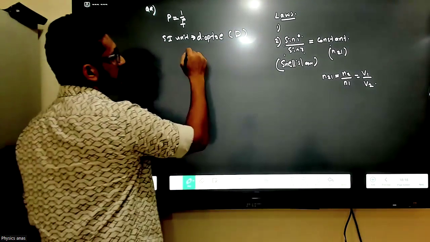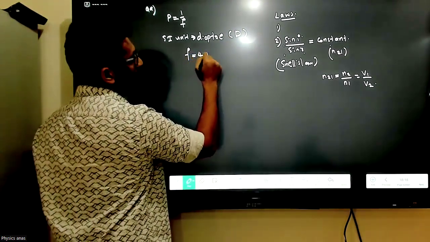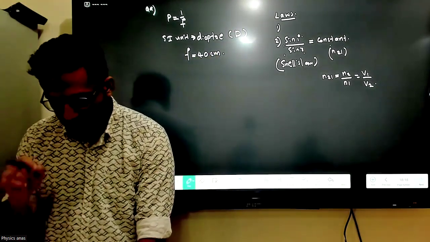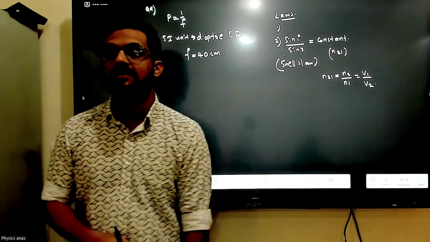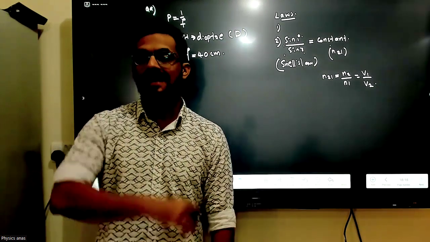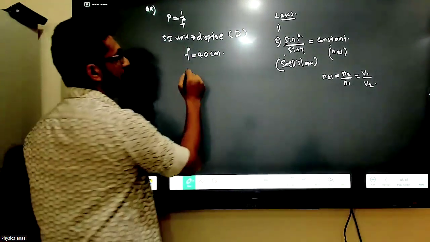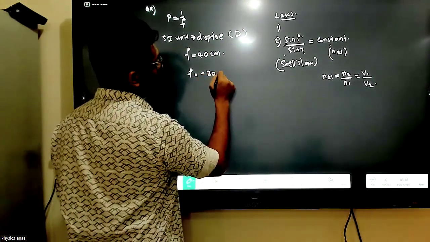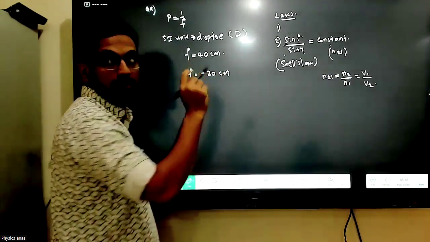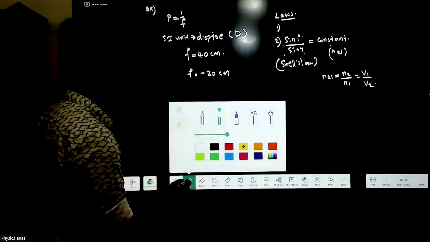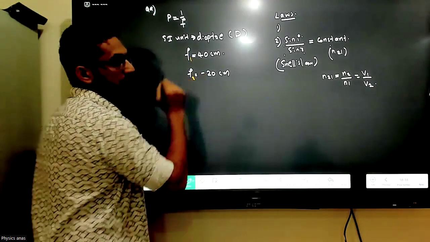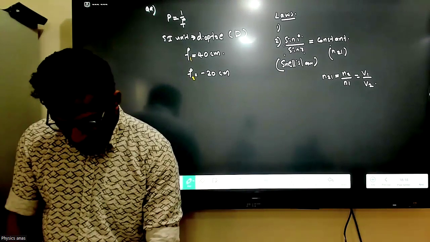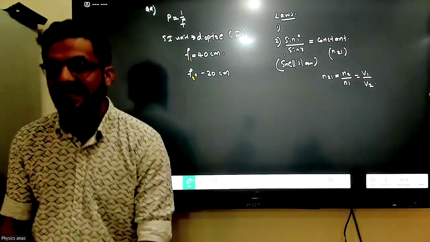A student uses a lens of focal length 40 centimeter. So the focal length is given: 40 centimeter. And another lens of minus 20 centimeter. He has used another lens having focal length minus 20 centimeter, right? So I am taking the first focal length as f1 and the second one as f2. Got it?